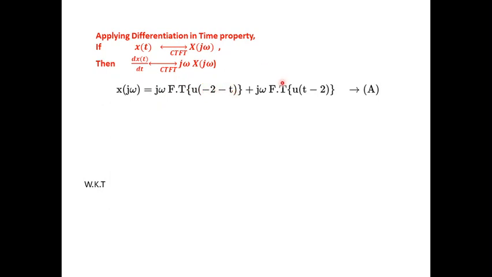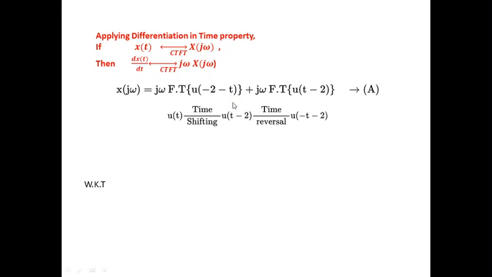Similarly, for the next one, the Fourier transform of d by dt of u of t minus 2 can be written as j omega into the Fourier transform of u of t minus 2. Here x of j omega is nothing but the Fourier transform of the signal from which we are starting. Where are you starting from? u of minus 2 minus t. So you need to find the Fourier transform of u of minus 2 minus t.